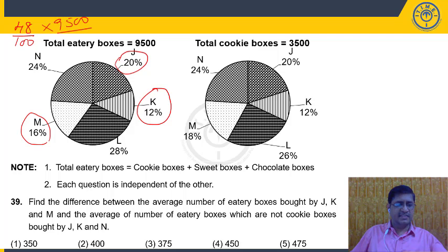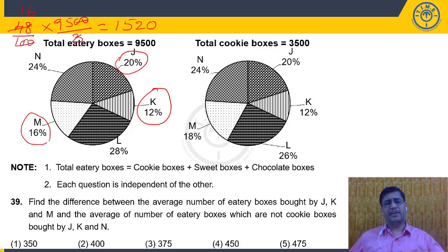So 48% of 9500. What is it asking here? Average. Average means divide by 3. So the zeros we can cancel against the percentage. Now it goes exactly 16 times. What is the product? It is 1520. 16 into 95.